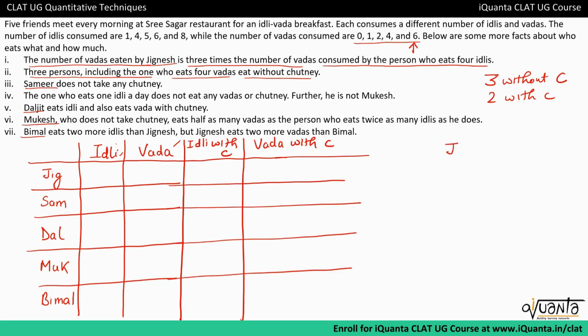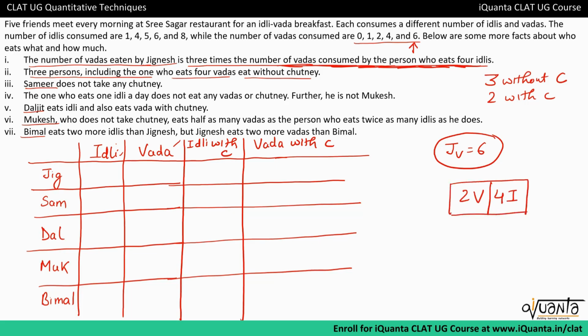So I know that Jignesh will be eating 6 vadas, but now I'm not clear whether with or without chutney. Okay, but now we were given that 3 times the number of vadas consumed by the person who eats 4 idlis. So if Jignesh is eating 6 vadas, that person will be eating 2 vadas, okay, and that person will be eating 4 idlis. So there is such a person, but we do not know who he is. Let's go to the next clue. 3 persons including the one who eats 4 vadas eat without chutney. So we have 3 who are eating without chutney, okay. Among them we have 1 person who eats 4 vadas. So if I get a person with 4 vadas, then he'll be eating without chutney.